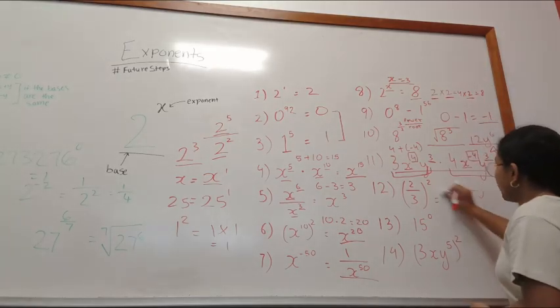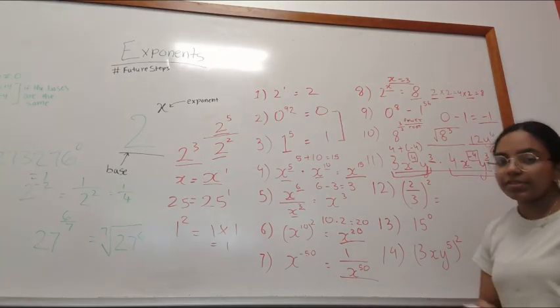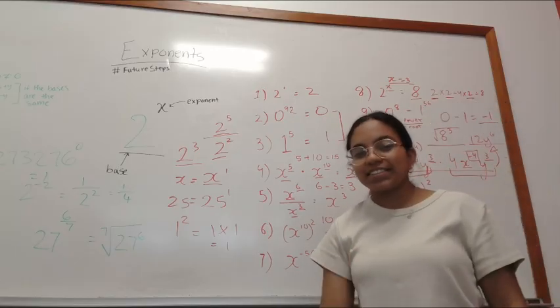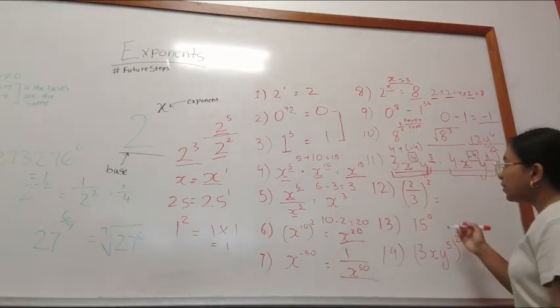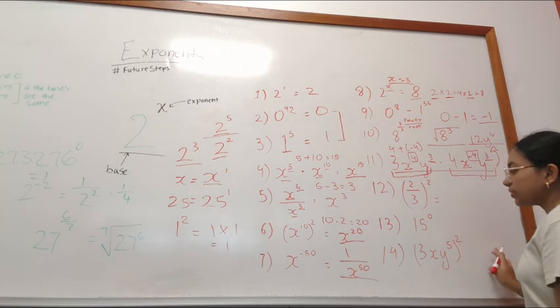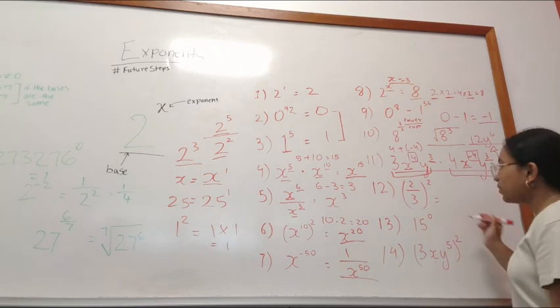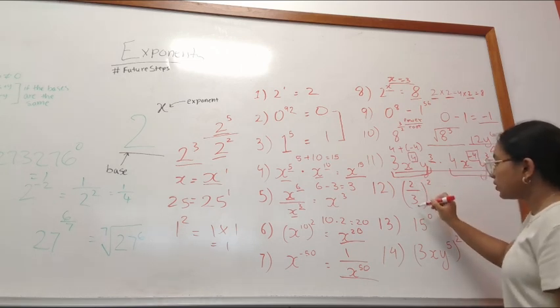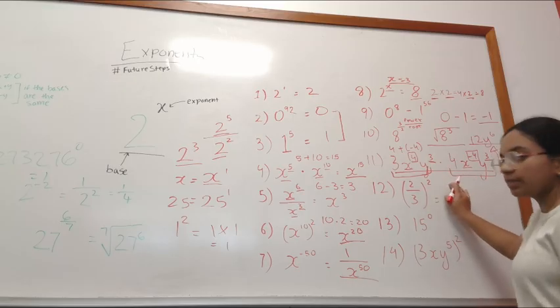If you got it right, oh my god, you got exponents, you're the best, but you still need to practice to get better. And then we have 12. Let's go. We just have 2 more. And then we have 2 divided by 3, all to the power of 2.